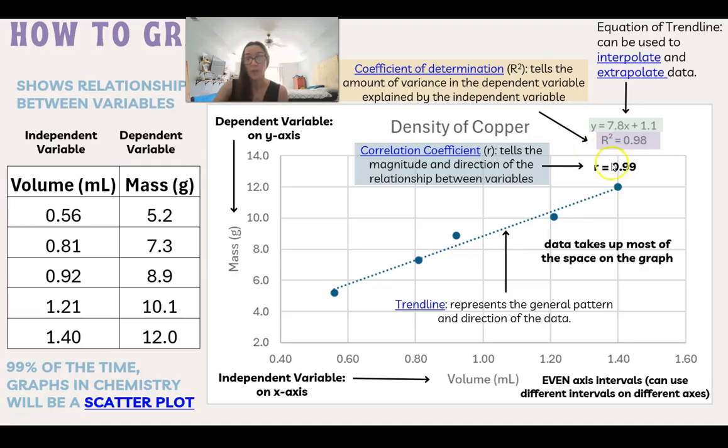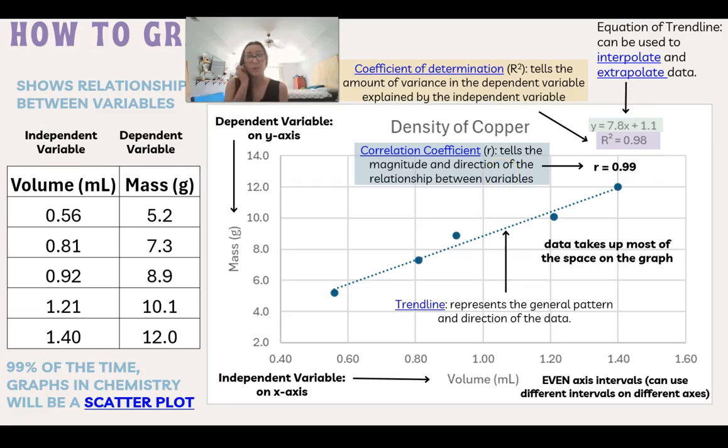And we can do that because we can fit the data with a trend line, and there will be an equation here that represents our trend line. In this case, it is linear, so we have it in the form y equals mx plus b. And then we have different values that can tell us about the fit of our trend line to our data. Those two values are going to be the correlation coefficient, which is represented by this lowercase r, which tells us the magnitude and direction of the relationship between the variables.